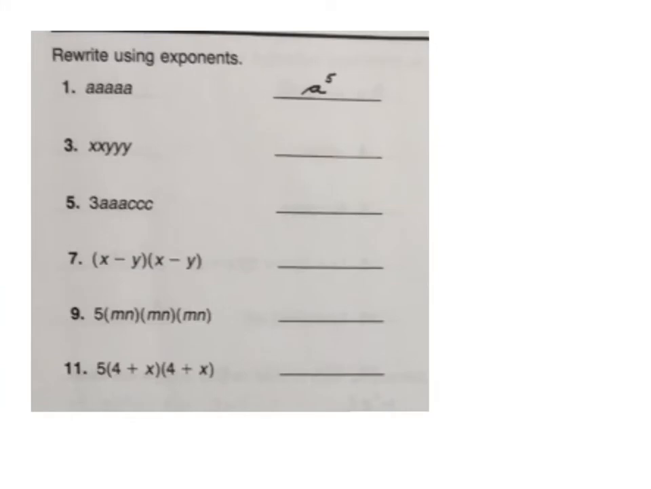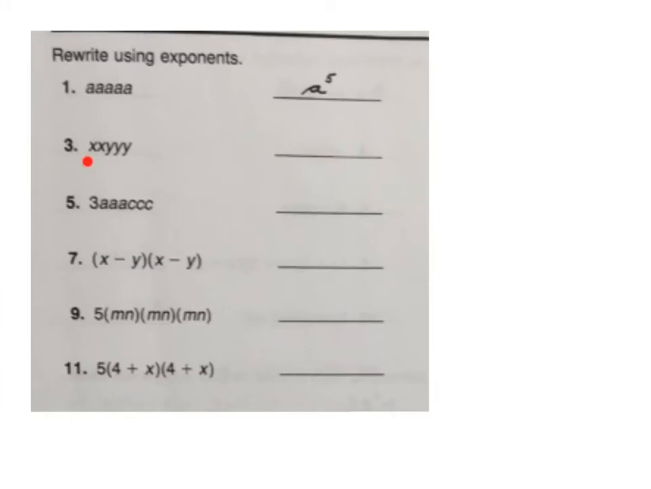All right, so in this problem, what we're talking about are just the basics of exponents, okay? Now, you can see that this says A times A times A times A times A. How many A's are there? Five. And so another way of writing that would be A to the fifth, okay? So let's look at number three.